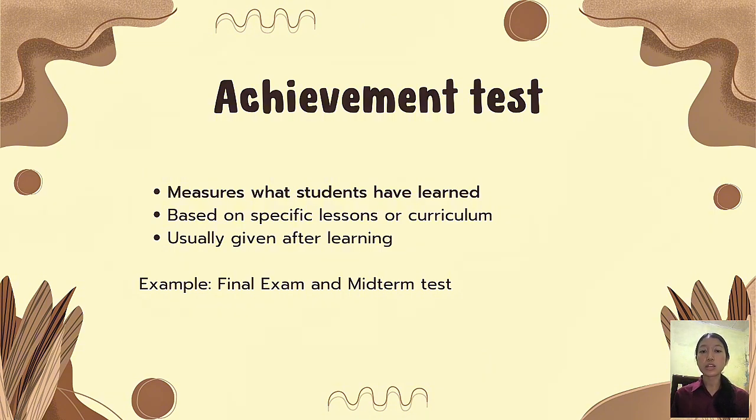For the first, achievement test is used to measure what students have learned after studying a specific material. This test is usually based on the curriculum and given after the learning process. For example, final exams and midterm tests are included as achievement tests. So this test shows how well students understand the lessons.